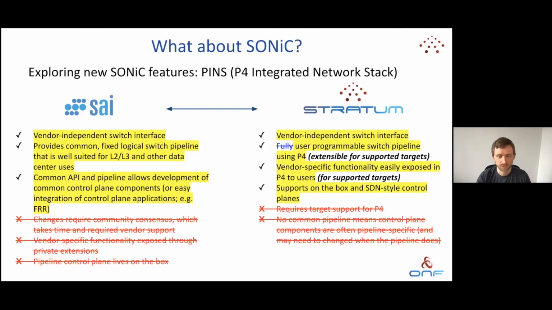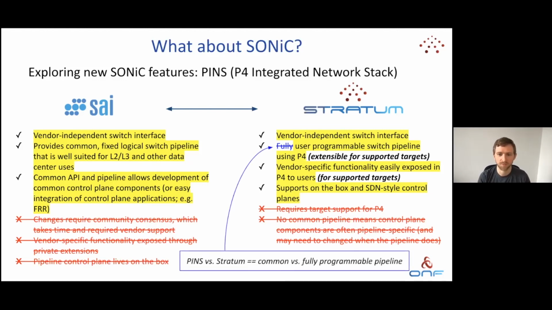One caveat I just want to highlight here, and it's the crossed out part here, is that in Stratum, as we mentioned, you bring your own pipeline. You fully define it yourself, which means you can have complete control over how it's defined. In PINS and in SONiC, the base abstraction is SAI. And what you do is you extend SAI. So one way to think about the differences between perhaps the PINS project and the Stratum project is PINS starts with a common SAI pipeline and allows you to extend that, whereas Stratum allows you to start from scratch and fully define that pipeline for yourself.